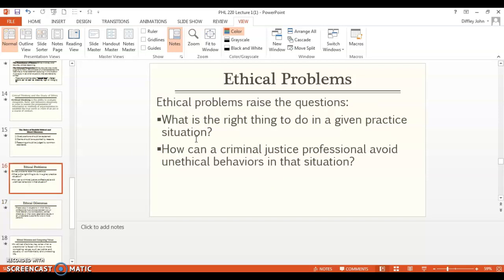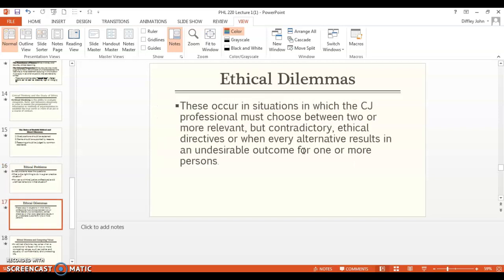Again, to repeat, an ethical problem is trying to figure out what the right thing to do is in a given situation, where you have just one right answer and we're trying to find it. An ethical dilemma is where there seem to be two possible right answers. The dilemma is, which one do I pick? That's really the major difference here.